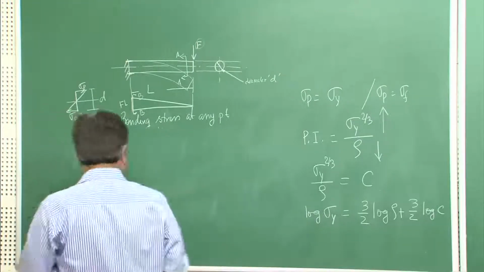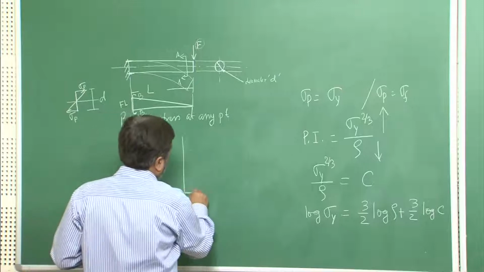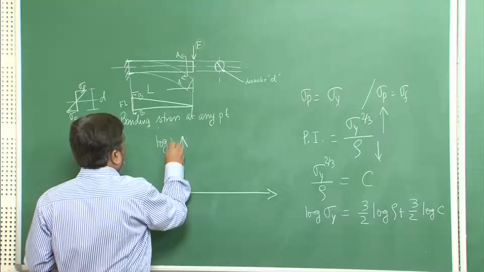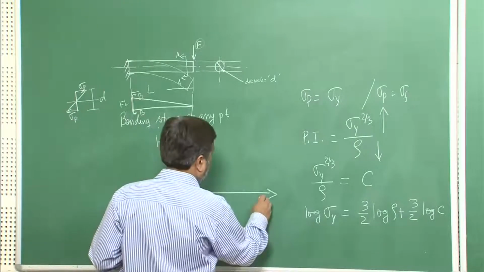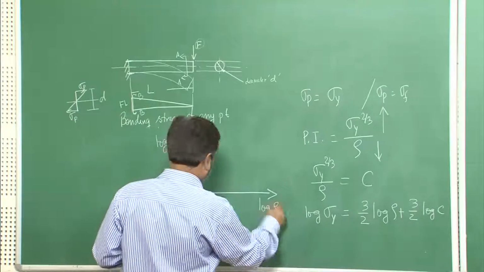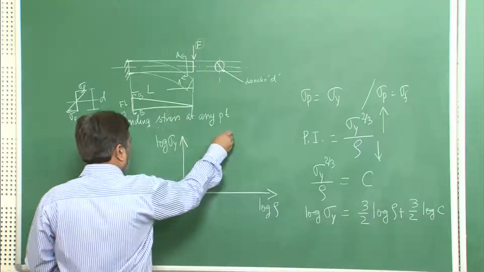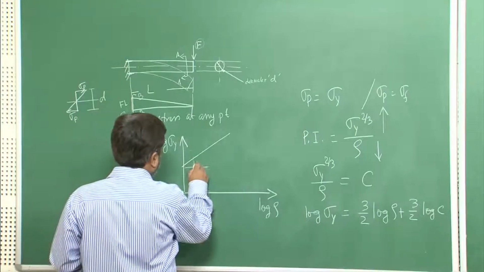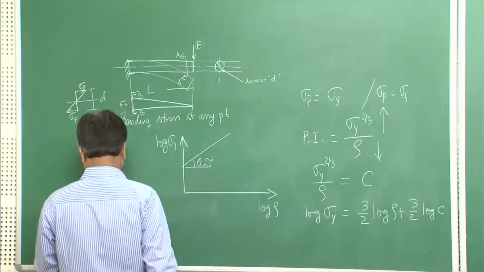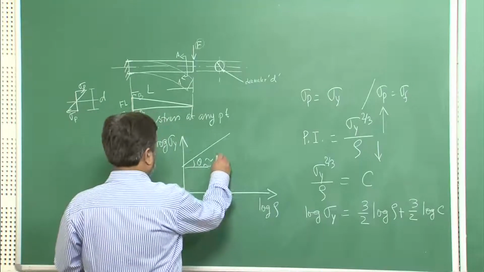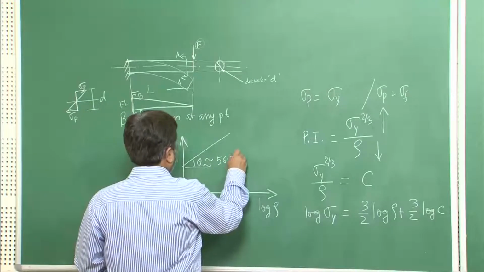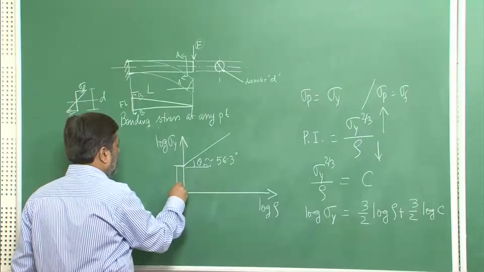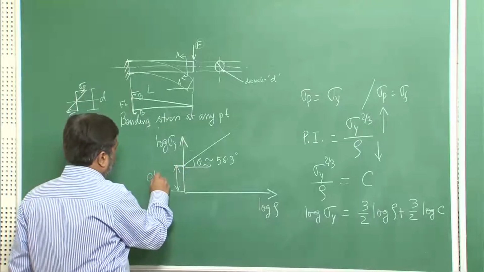But if I try to plot this log plot of sigma y versus log plot of rho, then we are talking about a line here whose slope theta will be approximately 56.3 degree, and of course the intercept is something that can be chosen. Okay, so you can choose it.